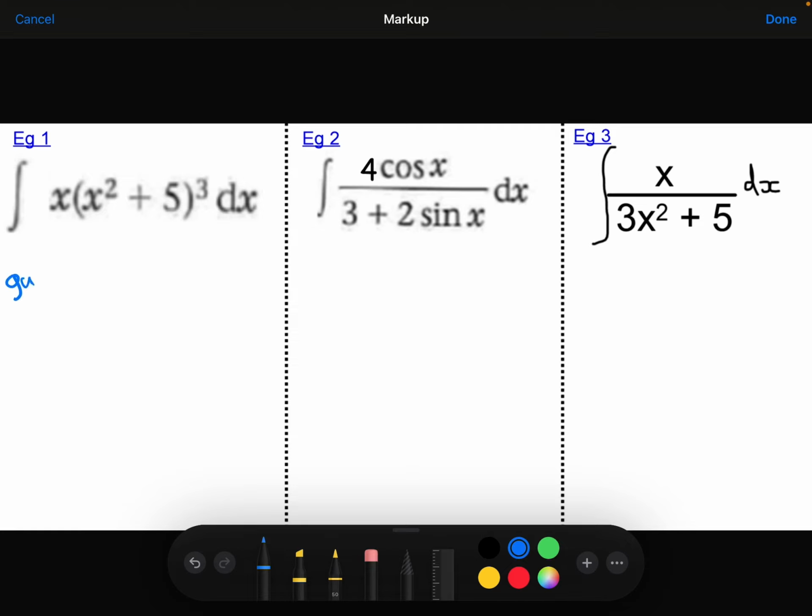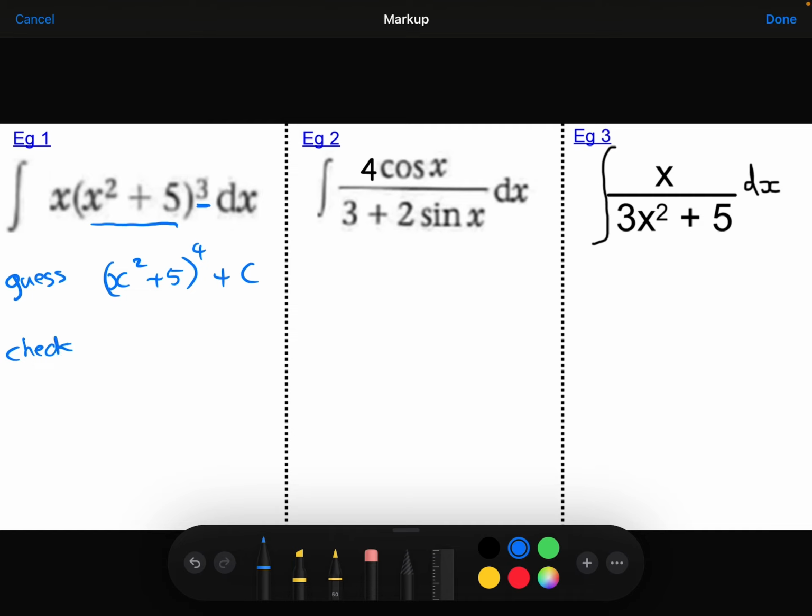Really simply, we're going to guess what we think the answer might be. So in this first case, I can see I've got the x squared plus 5 to the power 3 at the moment. So I'm going to guess that when I integrate that, my answer is x squared plus 5 to the power 4. I'm just going to add 1 to the power, because that's usually what happens when we integrate when we have a power, plus my constant, of course. Right, let's check. Does that work?